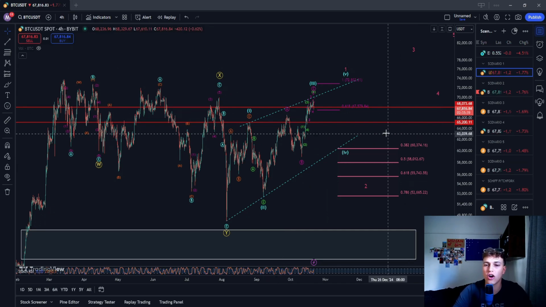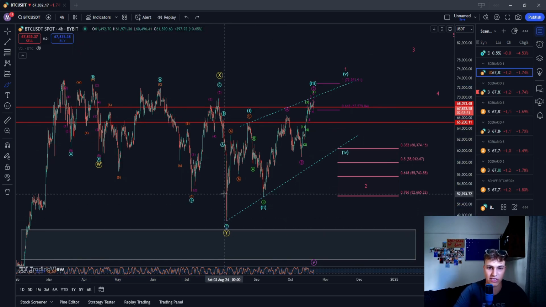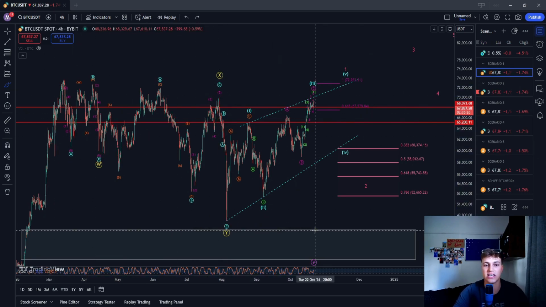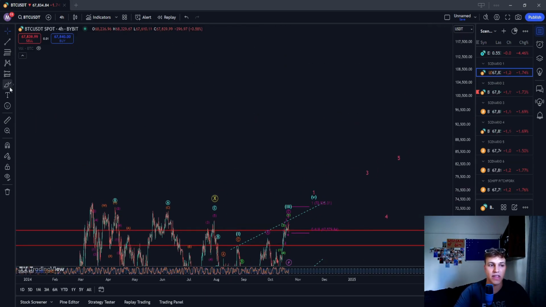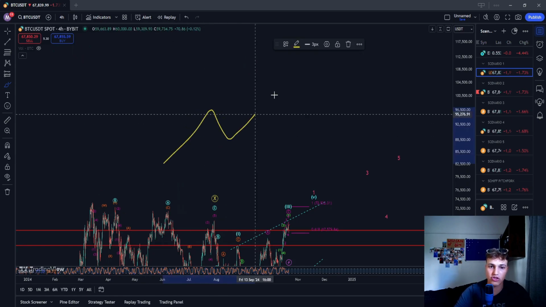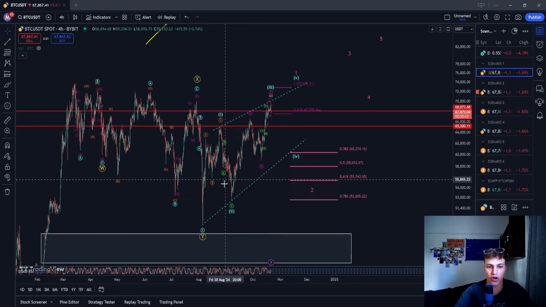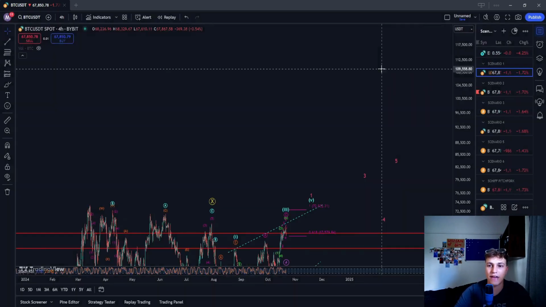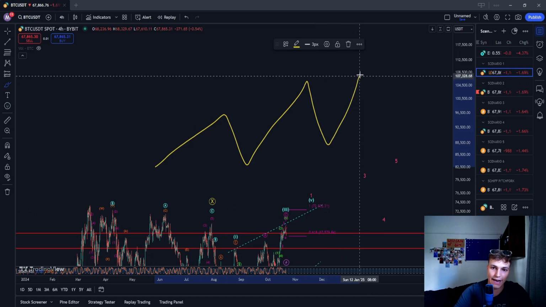So, starting on the main scenario on the chart, we are in this WXY in yellow, as you can see. This WXY in yellow is now complete, and we should be seeing one of 2 things happening. Either we should see an impulse, a 1, 2, 3, 4, and a wave 5. If we look at the chart, we do not see something like that. So we either then can have a diagonal, a 1, 2, 3, 4, and a wave 5.